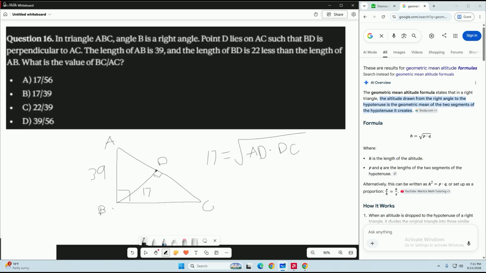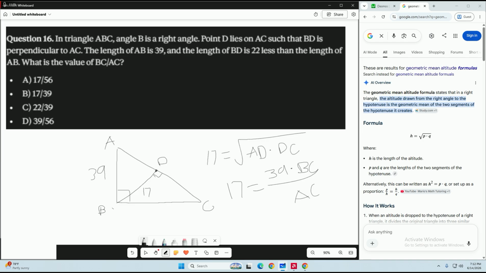And lastly, there's one more formula, where you can calculate the altitude of a triangle. The altitude, which in our case is 17, is equal to the product of the legs of the entire triangle, AB times BC, so 39 times BC, divided by the hypotenuse, which is AC. These formulas are really easy for me to memorize: multiplying the legs and dividing by the hypotenuse, and then the square root of the two segments. It's relatively easy.